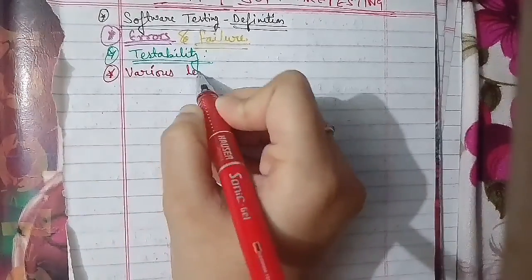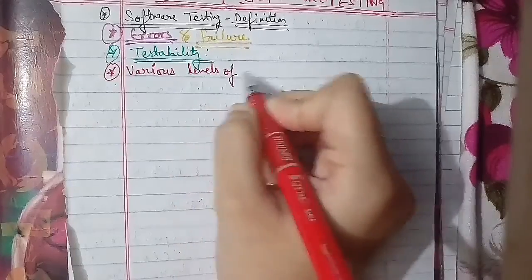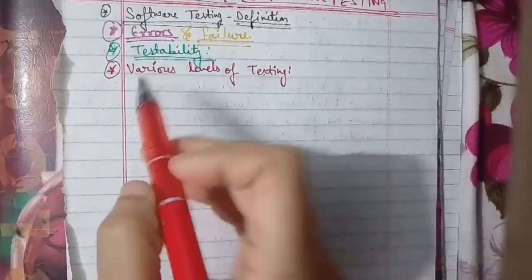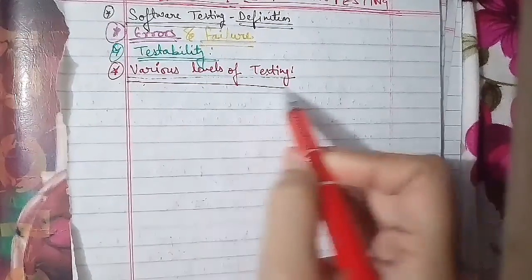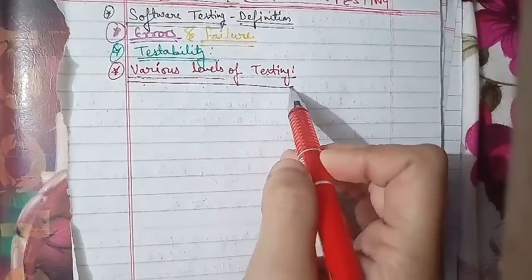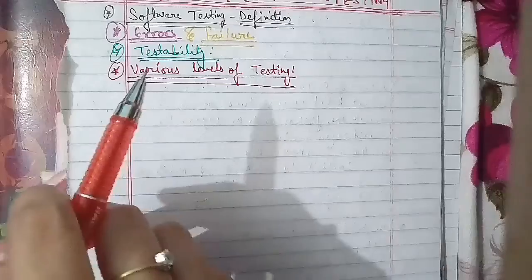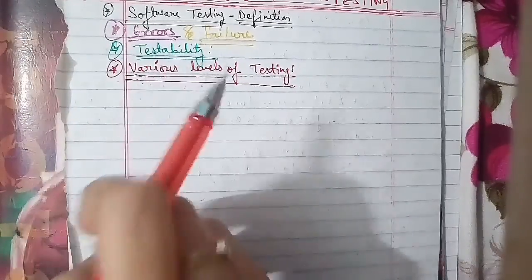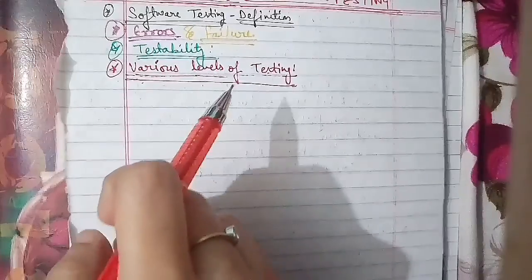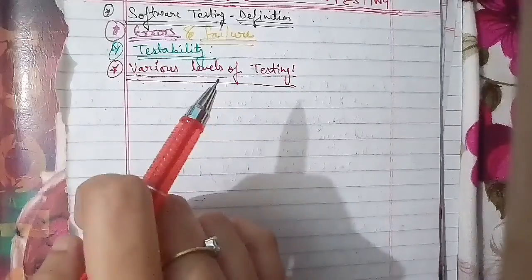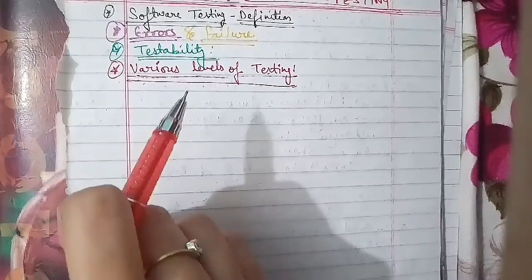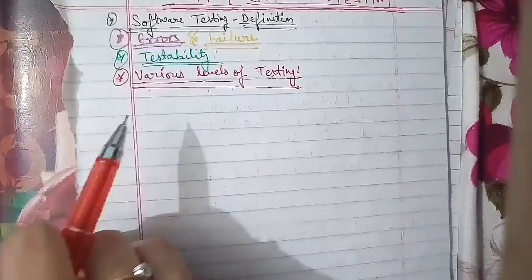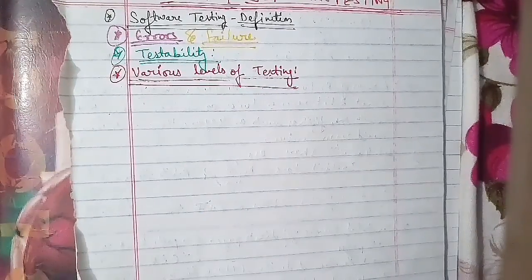The various levels of testing are: first, unit testing; second, integration testing, validation testing and system testing. So first of all, with the various levels of testing, the first we have is unit testing.